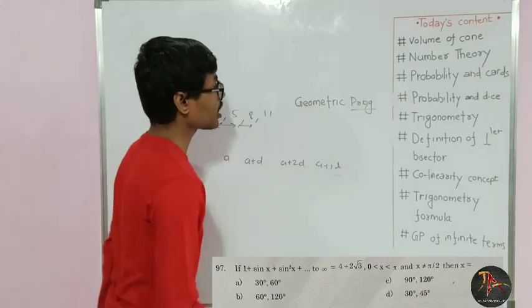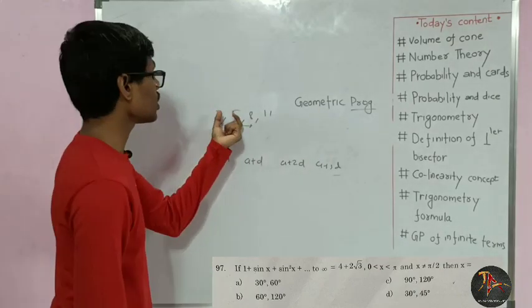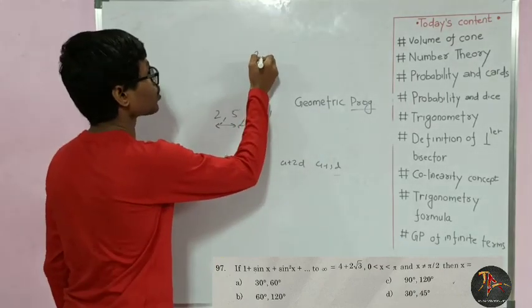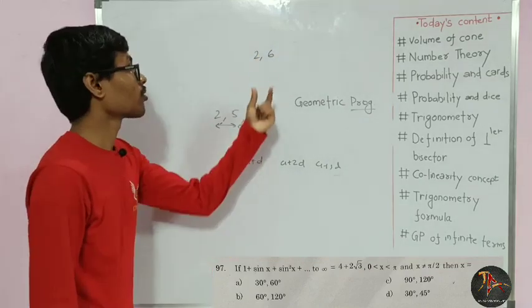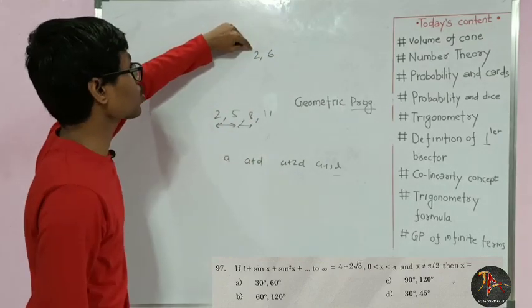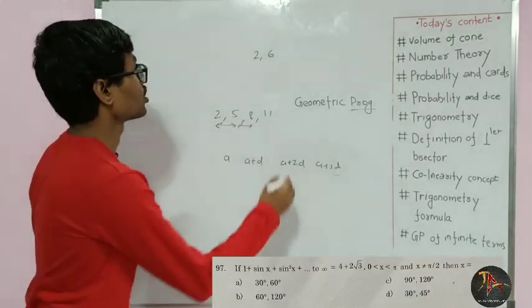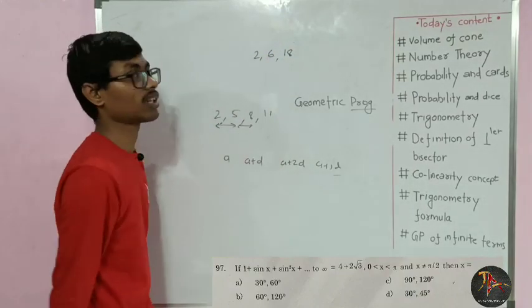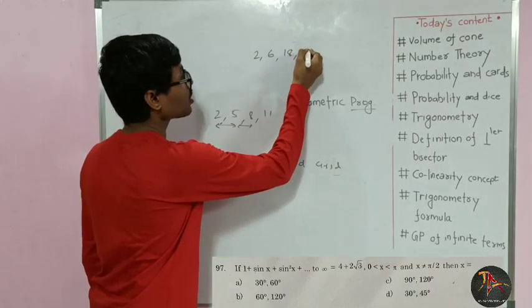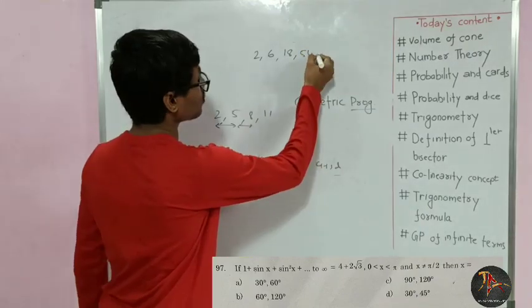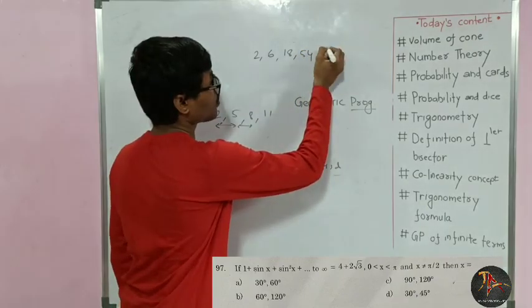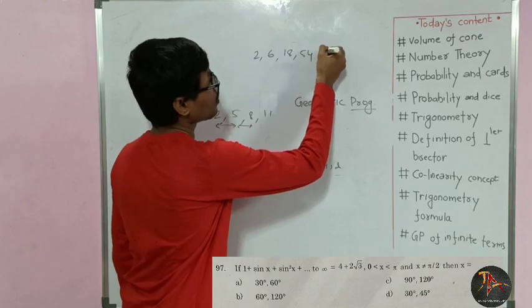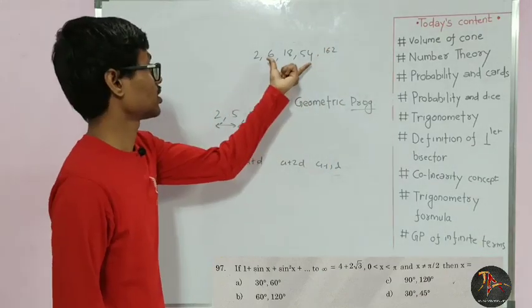Now in case of geometric progression, the ratio is constant. Suppose the first number is 2, the second number is 6. So we have multiplied 2 by 3 to get 6. So the next term will be 6 into 3, 18. The next term will be 18 into 3, 54. The next term will be 54 into 3, it will be 162, and so on.